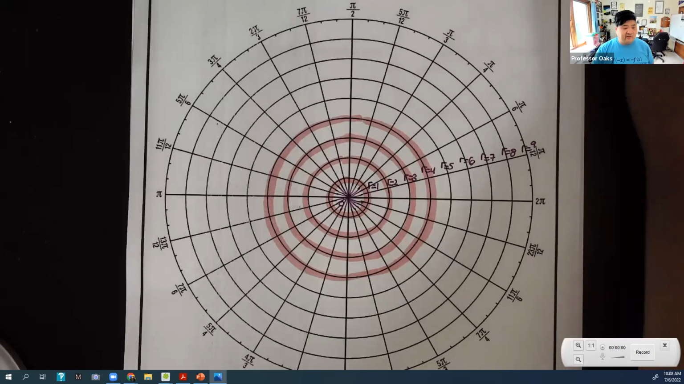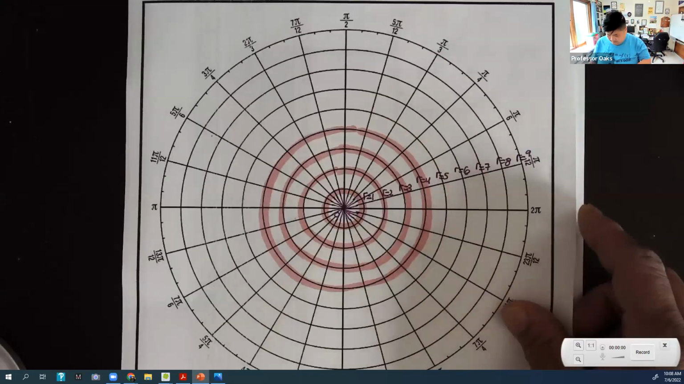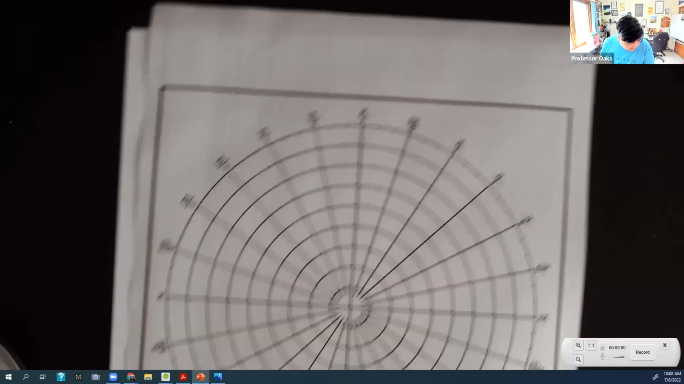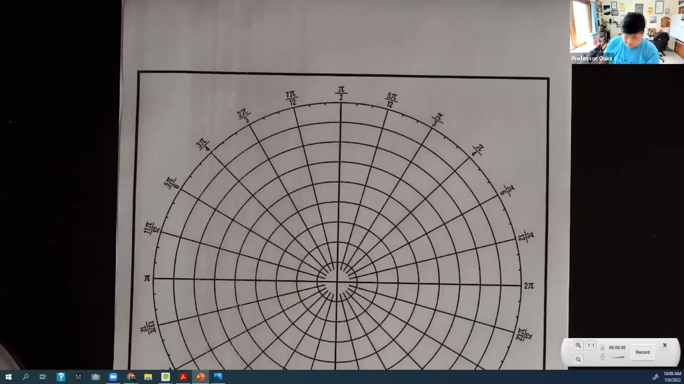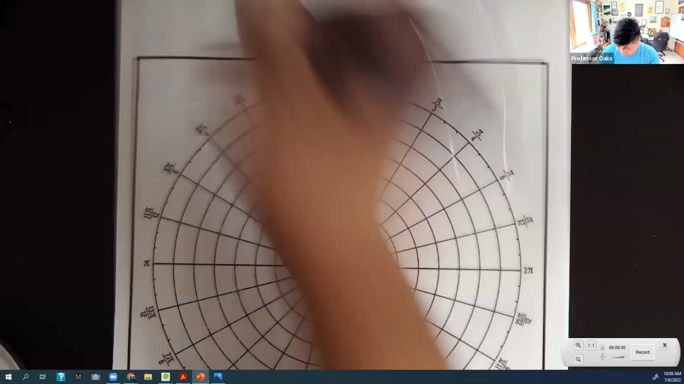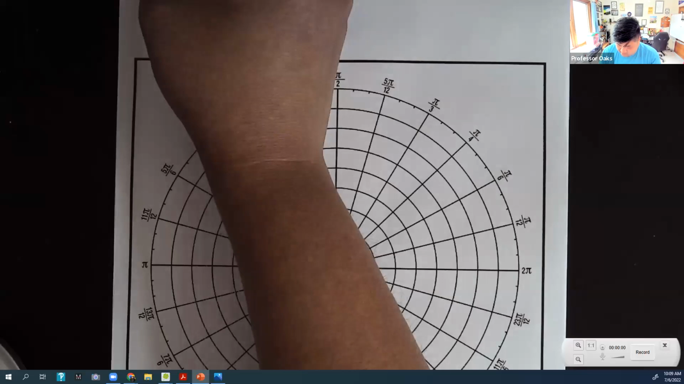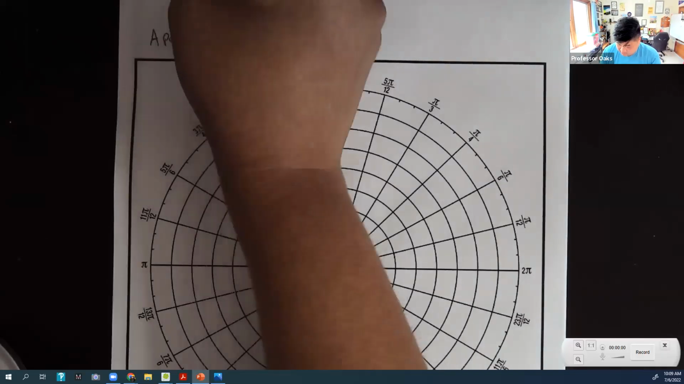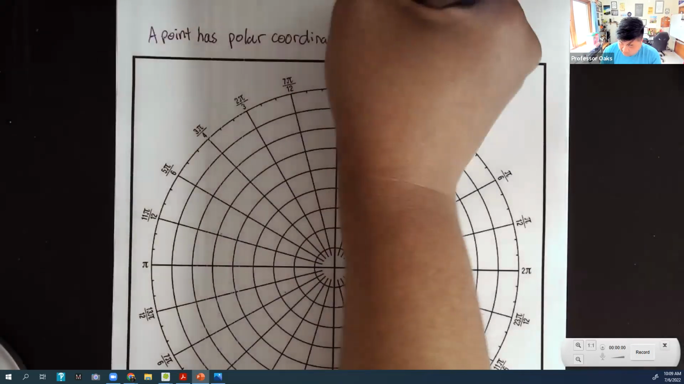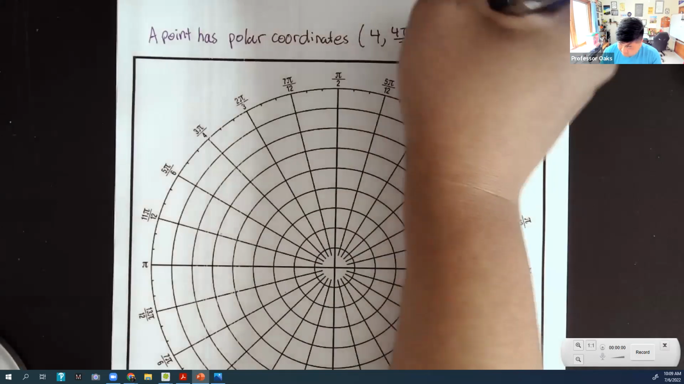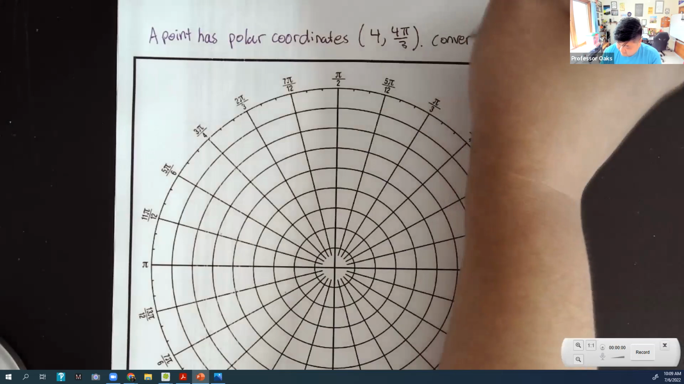So do you have any questions, Christina? Okay, so then if you have an example where it says a point has polar coordinates of 4 and 4 pi over 3, convert to rectangular.